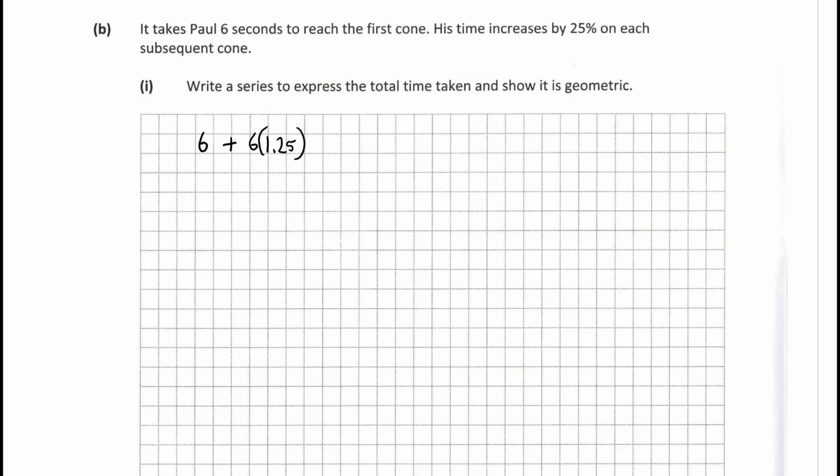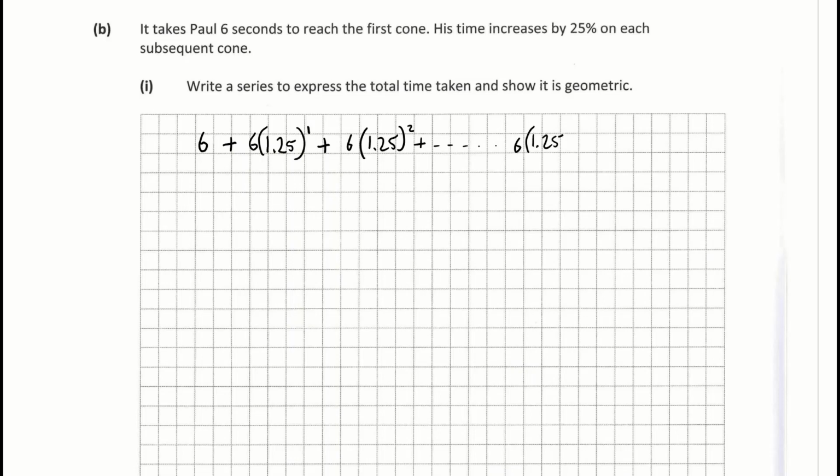Now that's to get to the second cone, but I'm putting that to the power of 1 because the first 6 seconds represents the first cone. So that's the same as 6 multiplied by 1.25 to the power of 0. So just watch the way you've laid out your sequence here. Then to get to the third cone, it's 6 multiplied by 1.25 to the power of 2, and so on and so on until he gets to the last cone.